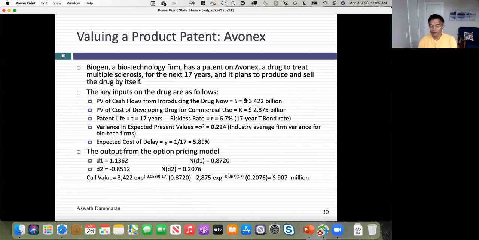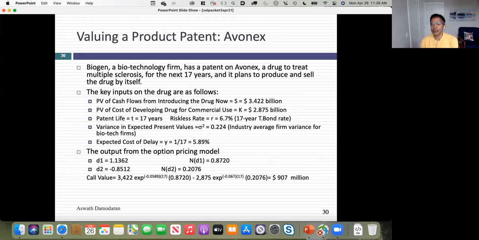They'd estimated a present value to cash flows if they developed the drug instantaneously to be $3.42 billion. So this is just the present value of cash flows from developing the drug right away. They also estimated that the cost of developing this drug to them as a company would be about $2.875 billion. You're saying, why is it so expensive? Biogen had never actually produced a drug on their own. They'd actually patented drugs, but sold them off to the big pharma companies. So they didn't have a sales force, they didn't have any production facilities. $2.875 billion. Let me pause right there.